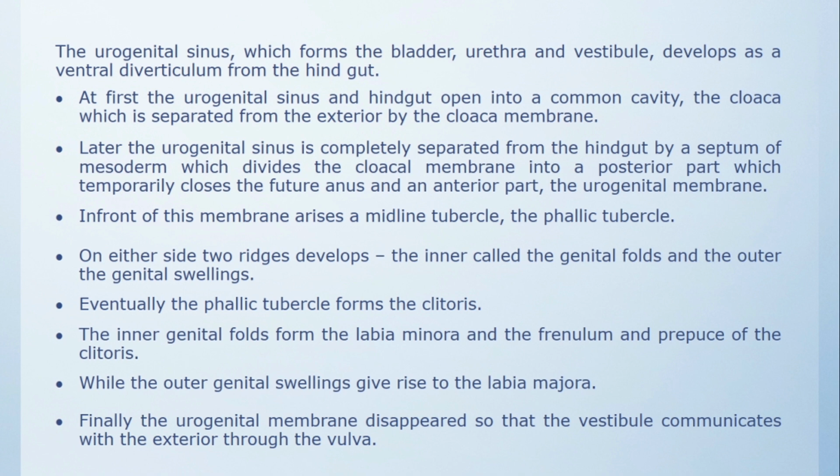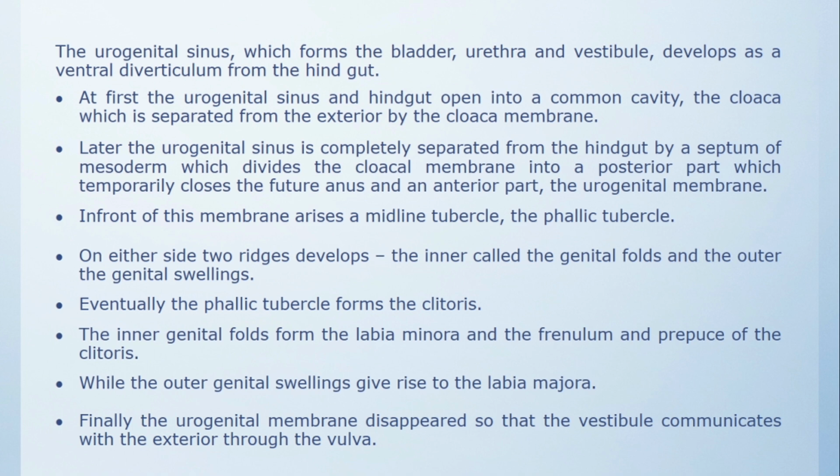The urogenital sinus, which forms the bladder, urethra, and vestibule, develops as a ventral diverticulum from the hindgut. At first, the urogenital sinus and hindgut open into a common cavity called the cloaca, which is separated from the exterior by the cloacal membrane. Later, the urogenital sinus is completely separated from the hindgut by a septum of mesoderm, which divides the cloacal membrane into a posterior part, which temporarily closes the future anus, and an anterior part, the urogenital membrane. In front of this urogenital membrane arises a midline tubercle, the phallic tubercle.